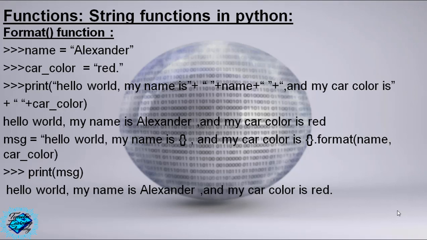g = "hello world my name is {} and my car color is {}".format(name, car_color), then print(msg). This will result in: hello world my name is Alexander and my car color is red.